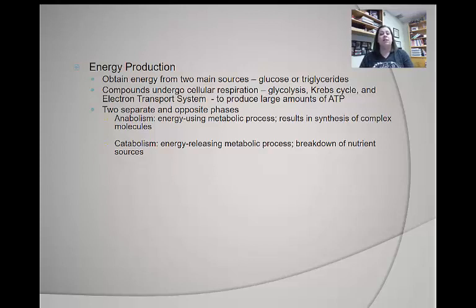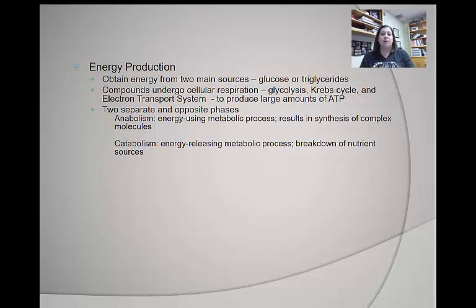Now, if you recall, glucose, since it ends in ose, is a sugar. On the other hand, your cells can also use triglycerides, which are a fat. Now, these compounds, whether they're glucose or triglycerides, are going to undergo a series of processes that we call cellular respiration. Now, this is where your cells are going to use oxygen in order to break things apart.